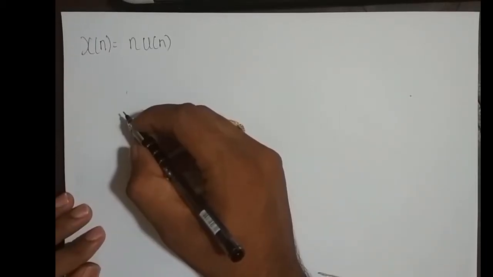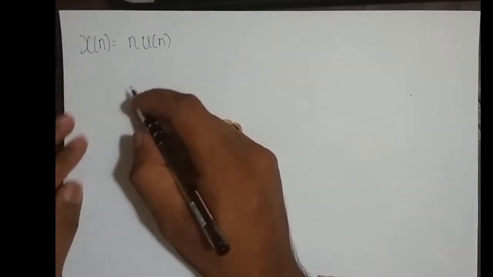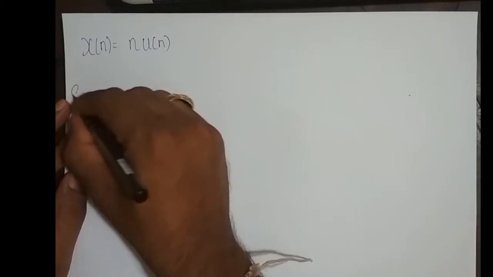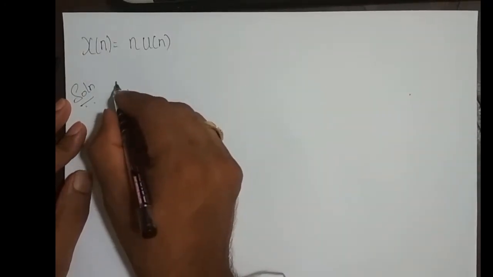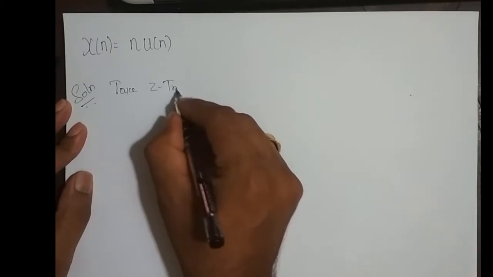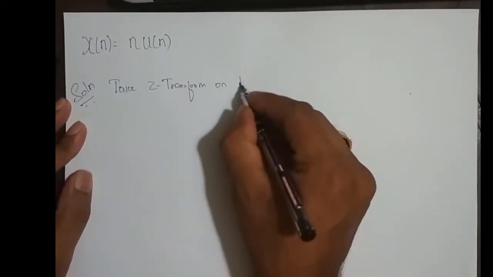Hey guys, we were discussing finding the Z transform using properties of the Z transform. We shall continue with that. The sequence is x of n is n times u of n. So, solution: we can directly take the Z transform. We'll take the Z transform on both sides.